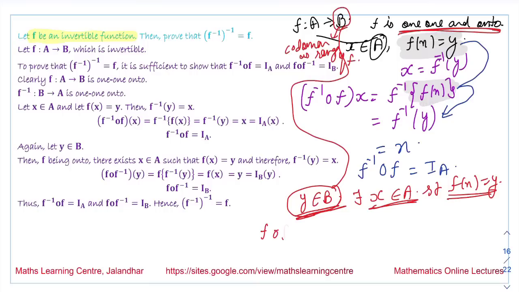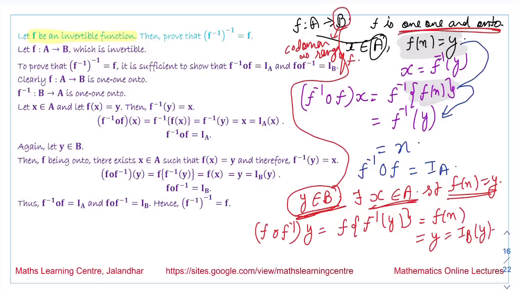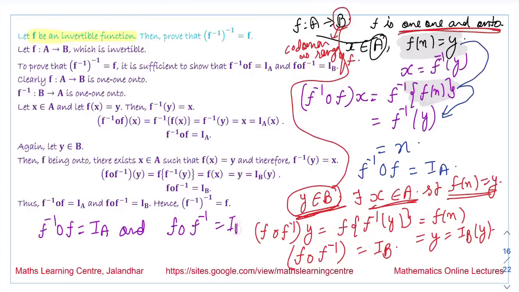Now if we calculate the value of f o f inverse of y, we are getting f of f inverse of y. This is equal to f of x, and this is equal to y, and this is equal to I B of y. So what we get is that f o f inverse is equal to I B. Now look at these conditions over here. We are saying f inverse of f is equal to I A, and f of f inverse is equal to I B. Now what is the definition?